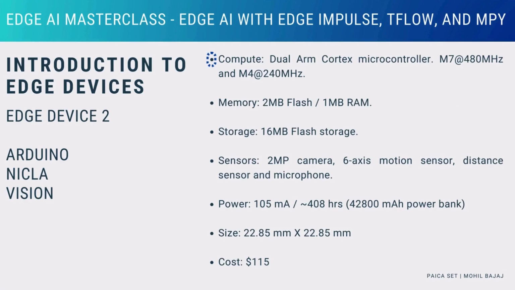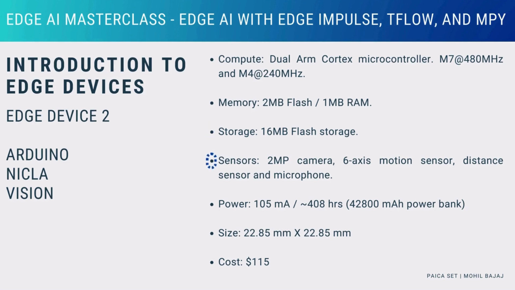The Nicla Vision is equipped with dual-core ARM Cortex microcontrollers, an M7 running at 480 MHz, and an M4 running at 240 MHz, making it capable of handling complex computations that happen inside computer vision algorithms. It has an inbuilt 2 MB of flash memory for storing code and 1 MB of RAM for executing tasks, and another 16 MB flash storage for storing machine learning models, for example.